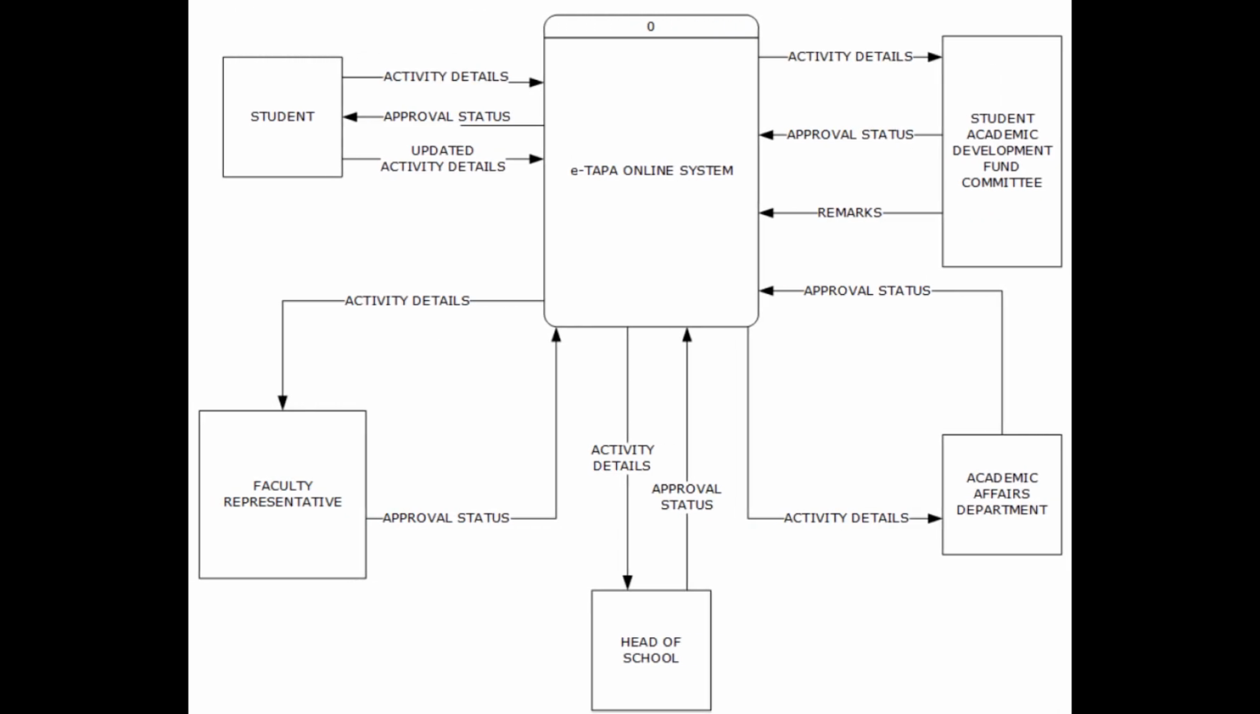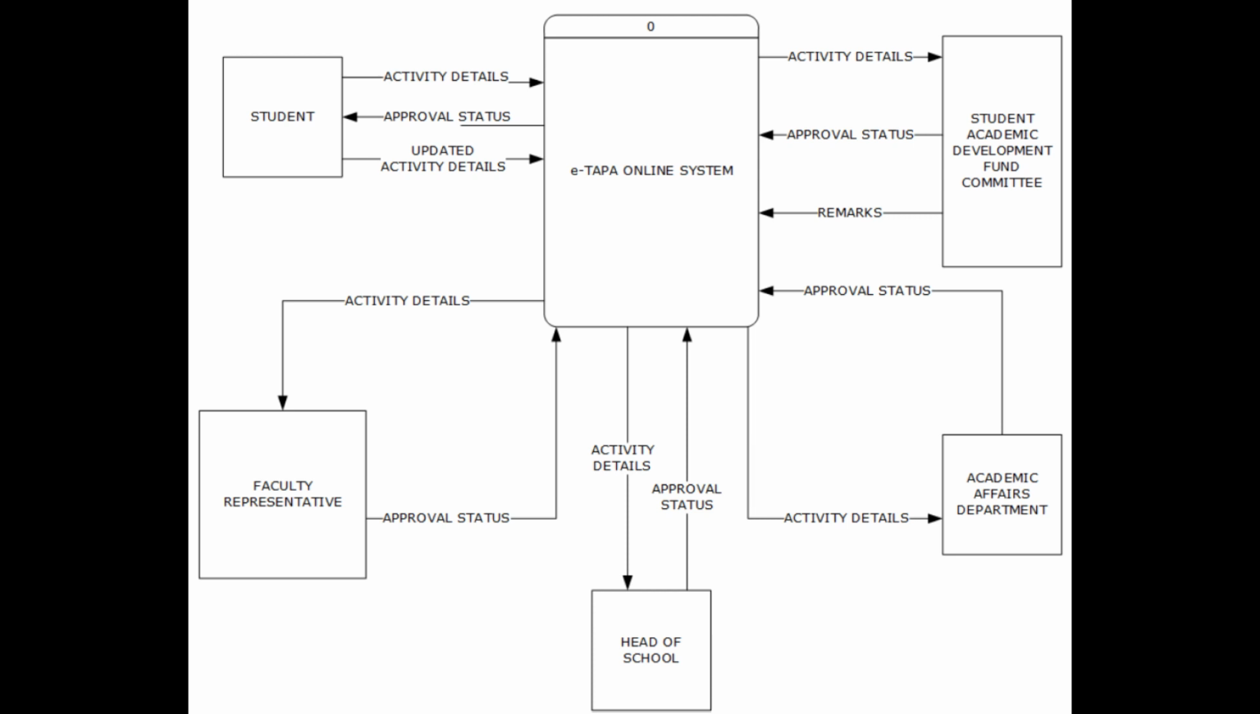In this context diagram, we can see it has 5 entities and all are connected to process 0, e-TAPA online system. Let's start with student. Student will submit activity details into the system. They may also submit the updated activity details. Later, they will receive approval status.